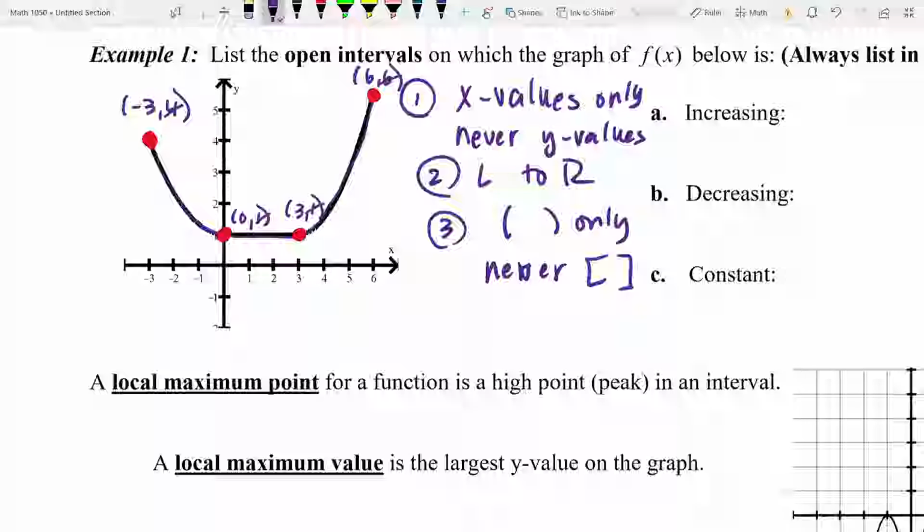Where does the decreasing end? At an x value of 0. And I want you to remember that they're always parentheses. So it decreases from -3 to 0.